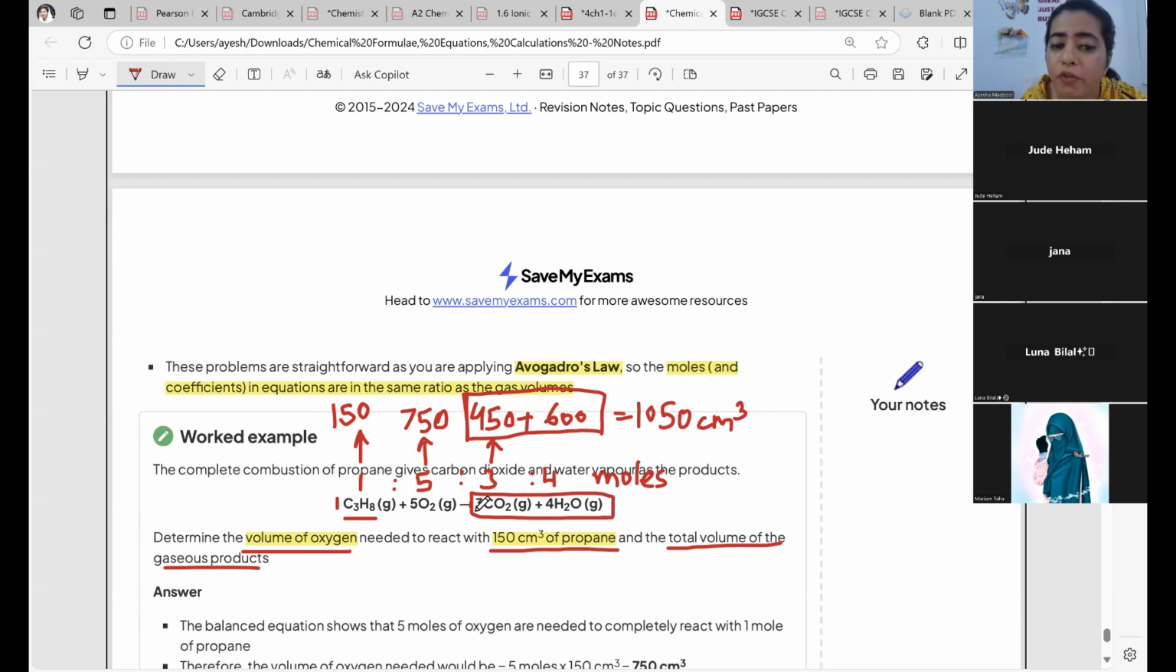And also multiply with 3 for CO2, because CO2 is 3. So multiply this volume with 3. For water, it is 4. Multiply this 150 with 4. Okay, and get the volume.